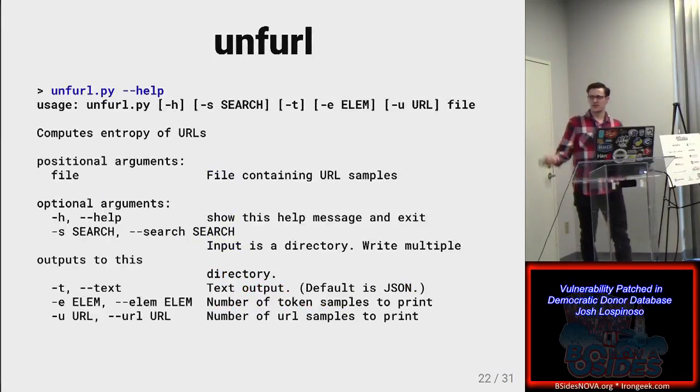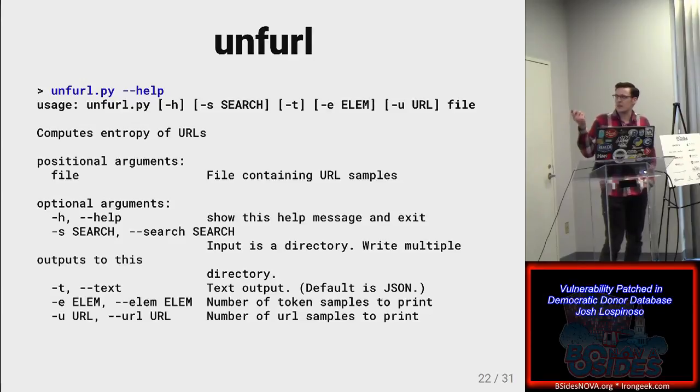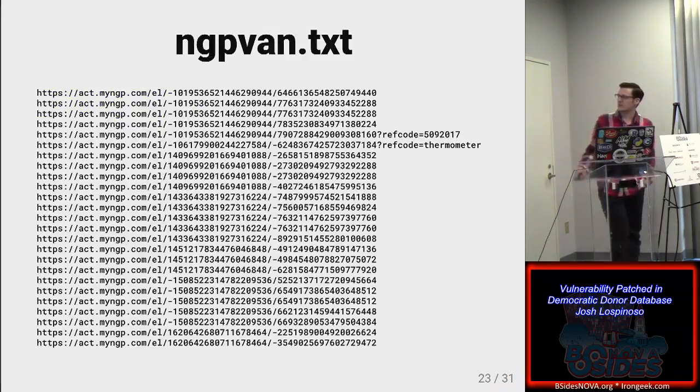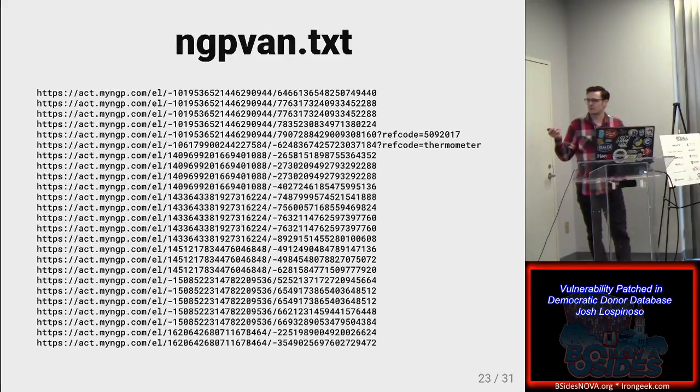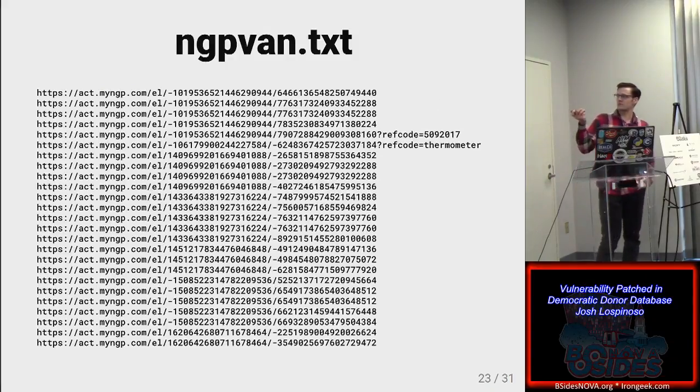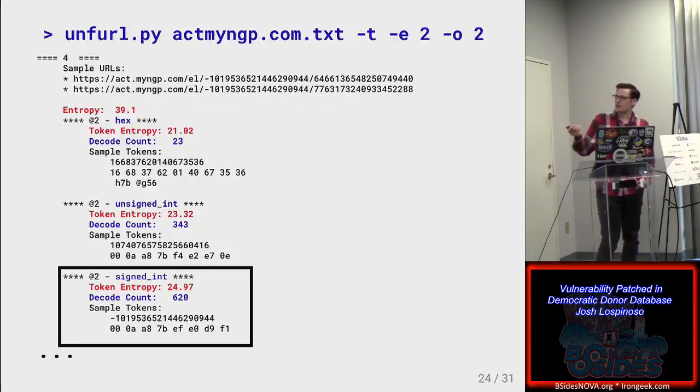Okay, so to give you an idea how it works, it's a command line program. You just invoke it with the file or files that you want to pass in. Here's an example. This is live URLs that don't work anymore after the patch, but this is what the URLs might look like for the NGPVAN service. And I'd have a series of these files. You can get them from your inbox or from wherever. And Unfurl is going to go through and parse these and give you this beautiful output.